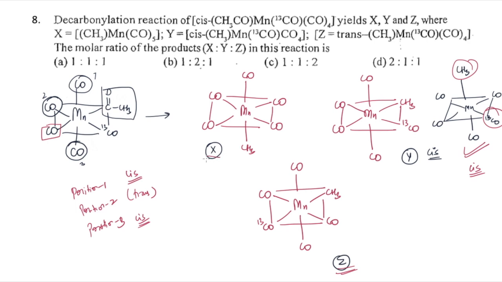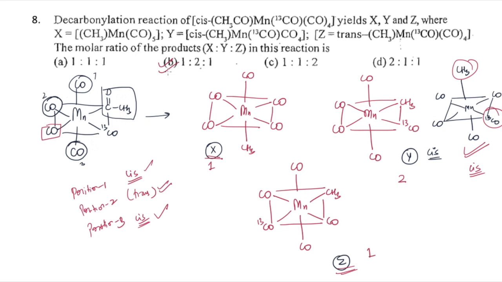So if there is just one possibility of formation of X, there are two possibilities of formation of the cis product, and there is one possibility of formation of the trans product. From the point of view of X, Y, and Z, there is one possibility of X, two possibilities of Y, and one possibility of Z. So the molar ratio of the products will be 1 to 2 to 1. That is how you have to answer, and the correct answer comes out to be option B.